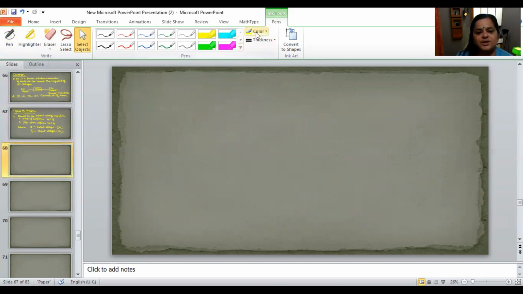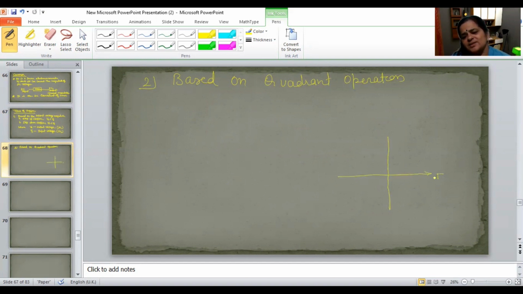Now the second classification is based on quadrant operation. What do you understand by quadrant operation? We know there are four quadrants. If on the x-axis I take load current I0 and on the y-axis I take V0, then there are four quadrants. This is the first quadrant, this is the second quadrant, this is the third quadrant, and this is the fourth quadrant.